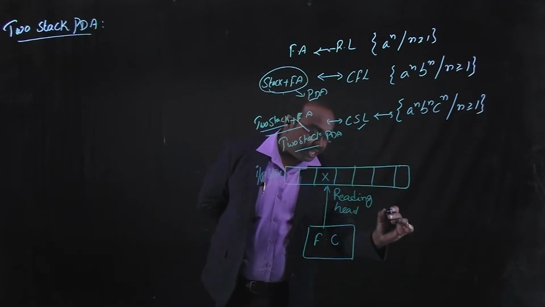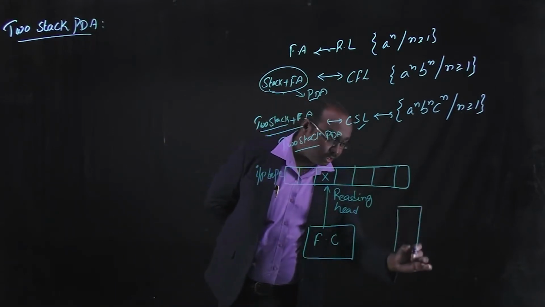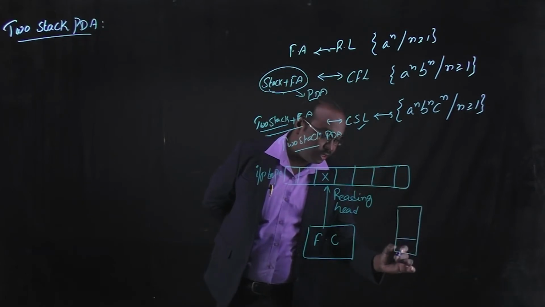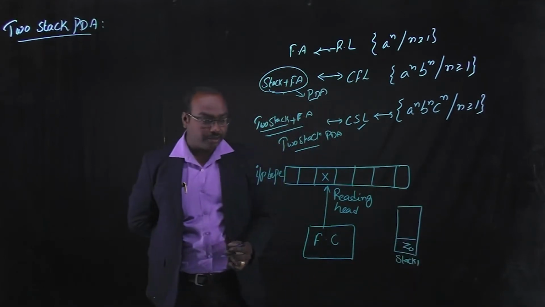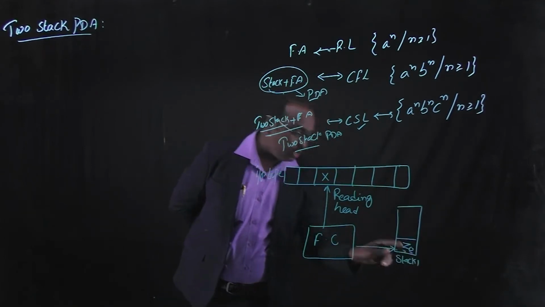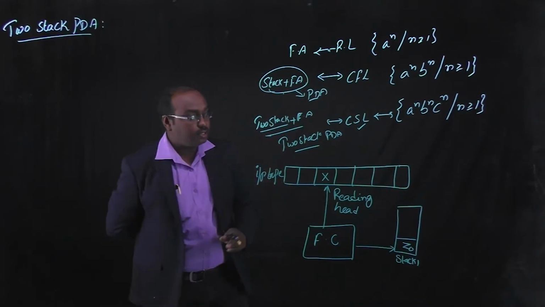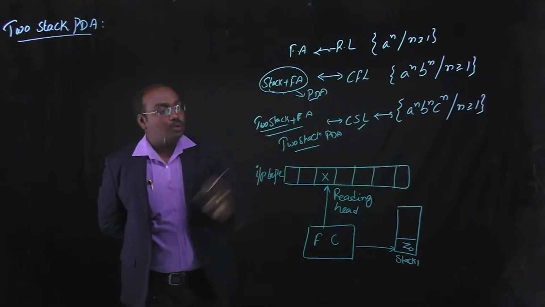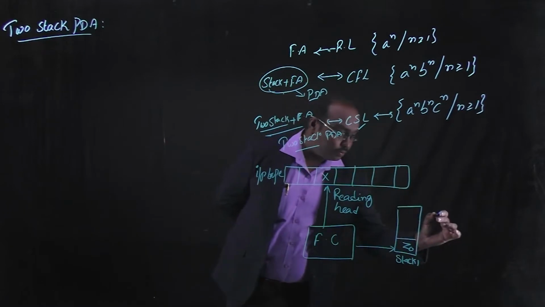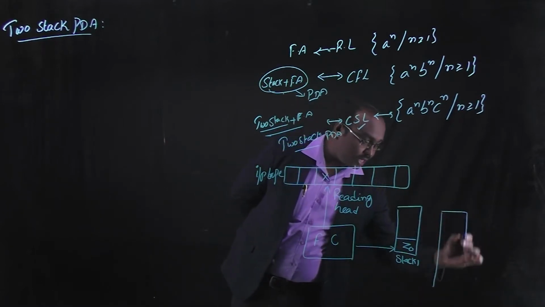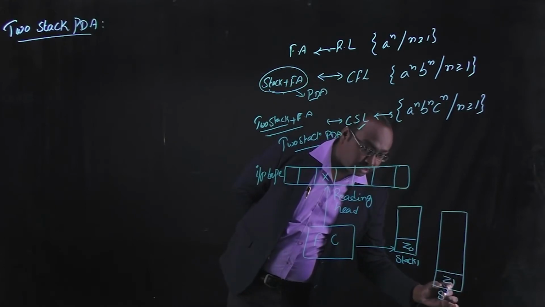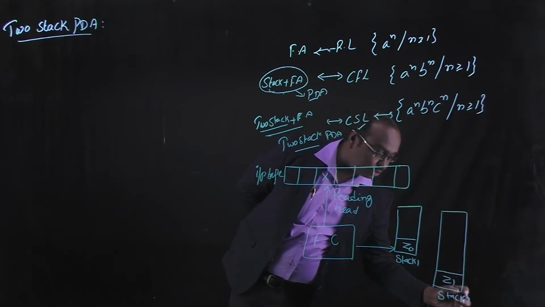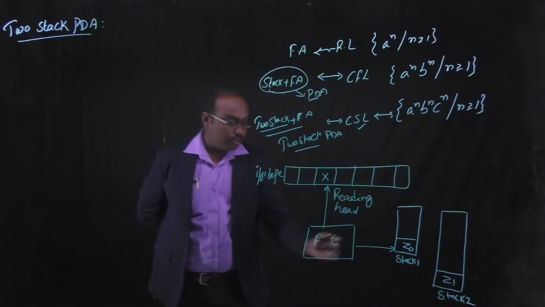In a normal PDA, we have only one stack. For example, this is one stack, and the top symbol is Z0. In this concept, we take two stacks. One more memory we can add, that is Z1. This one is called stack 2.